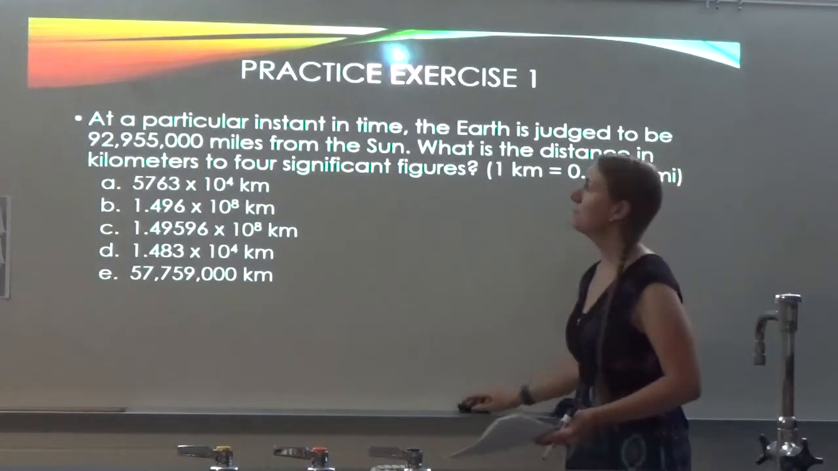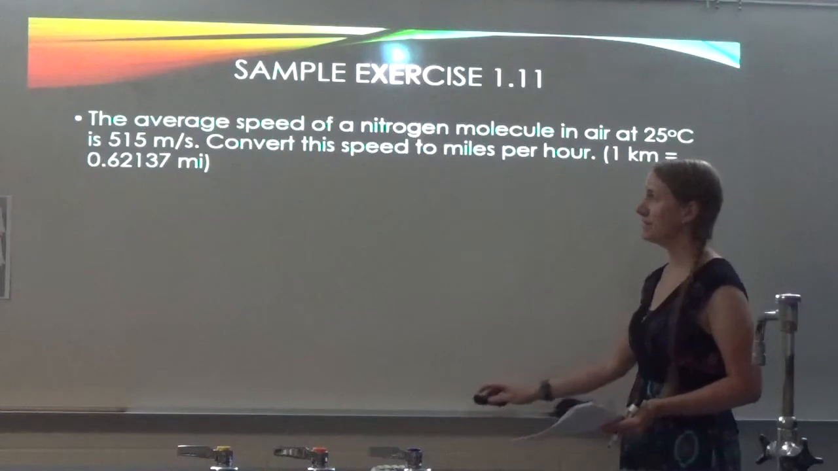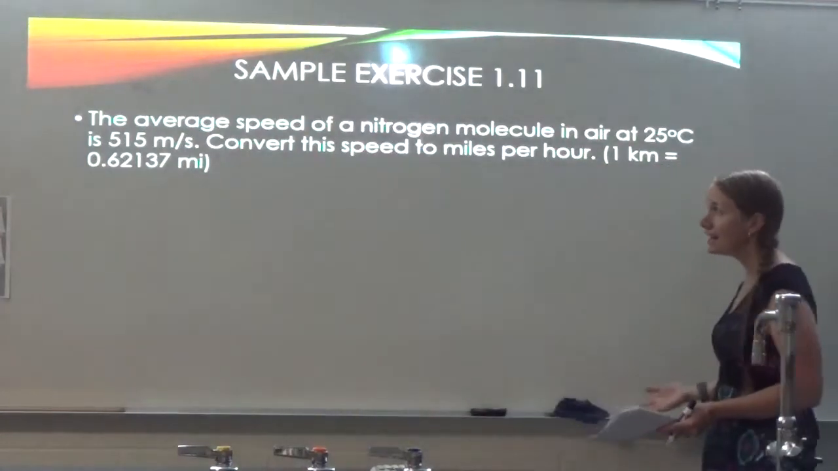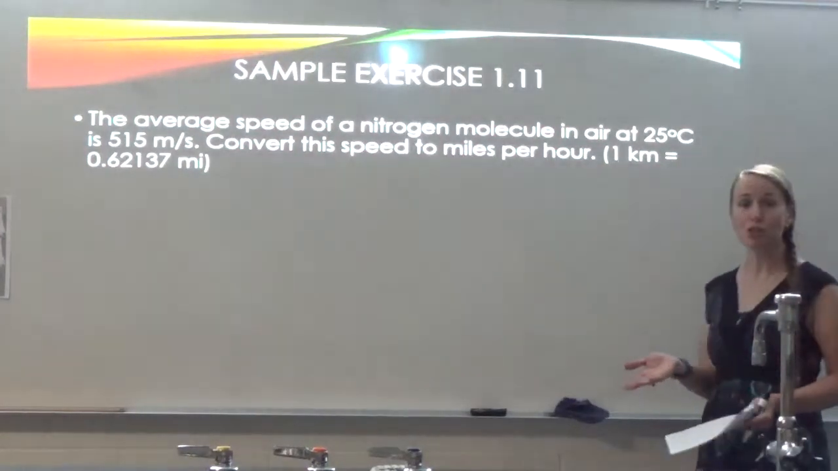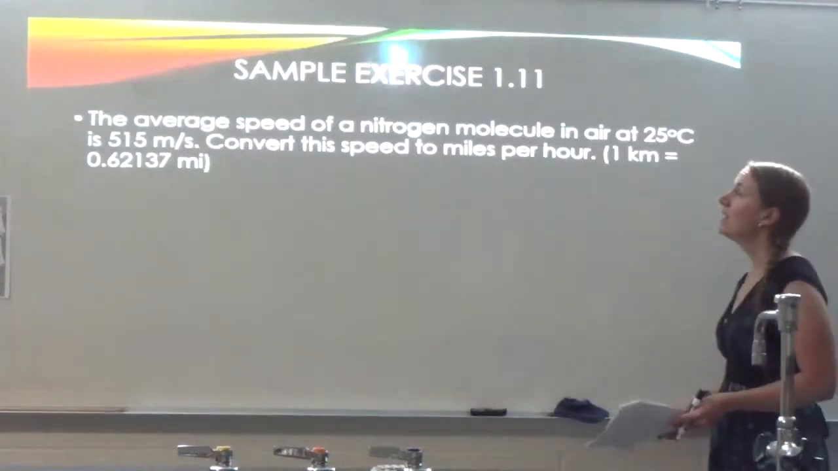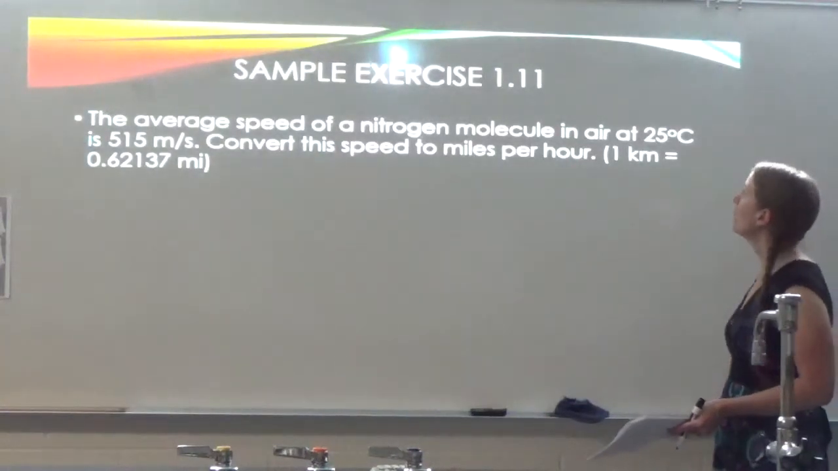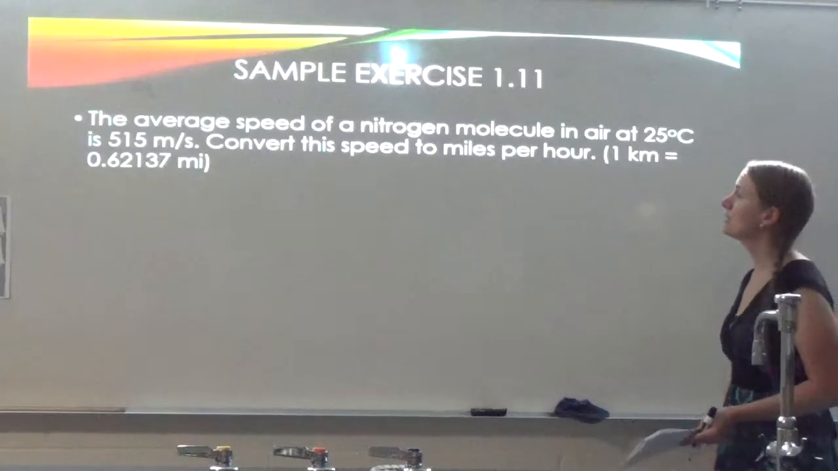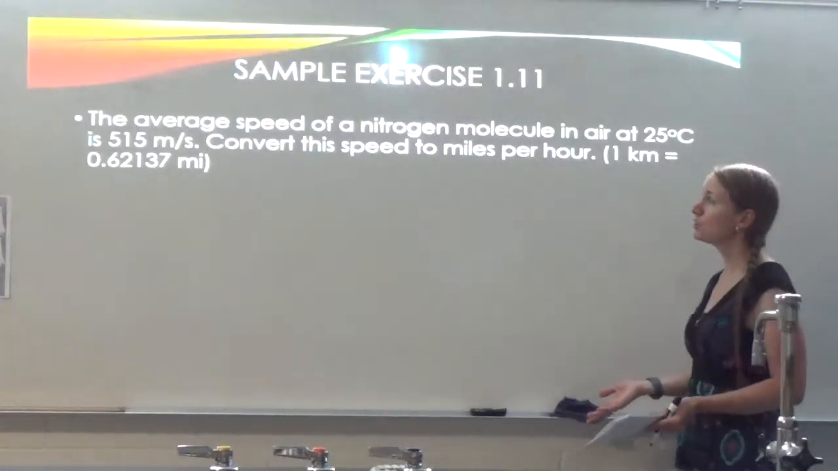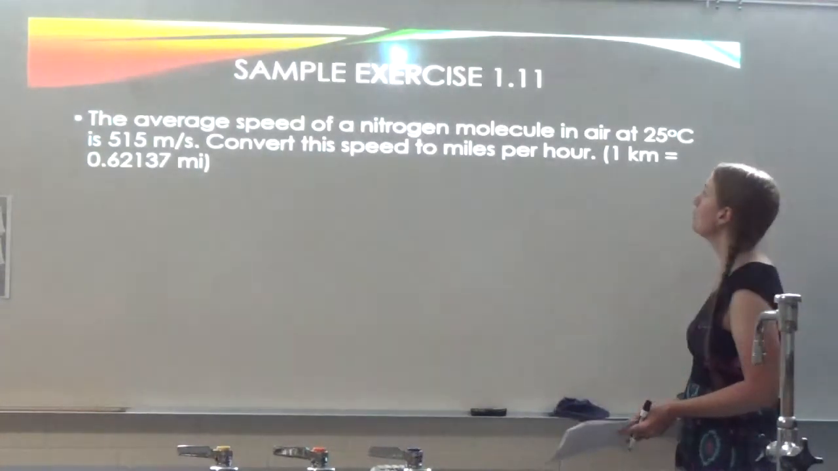All right, so let's move on. And don't forget to be trying some of these. Okay, remember, pause the video, try it, and then compare what you get, see what you did wrong or what you did right. The average speed of a nitrogen molecule in air at 25 degrees Celsius is 515 meters per second. Convert this speed to miles per hour.